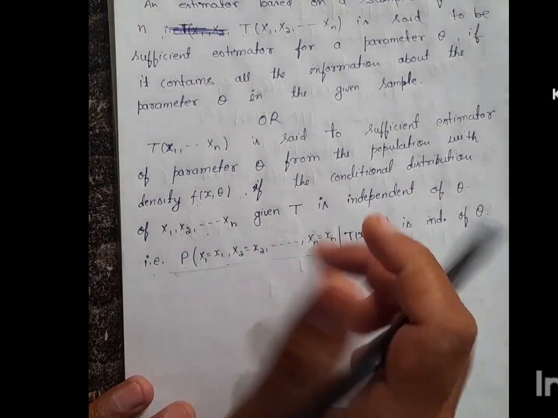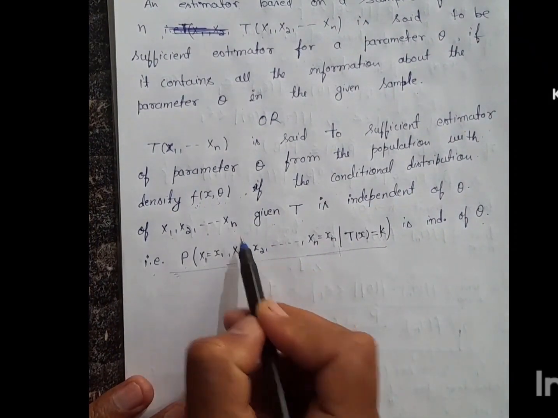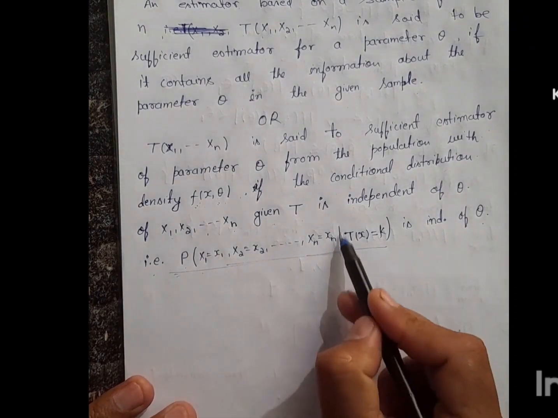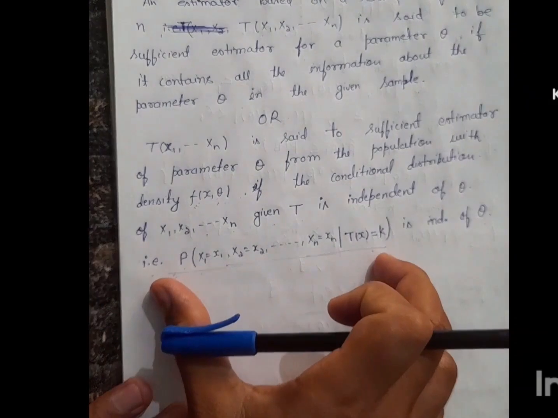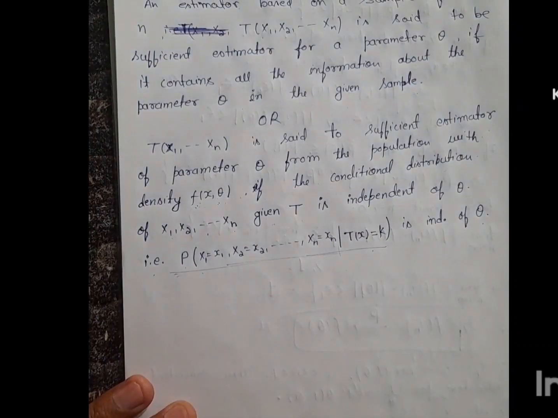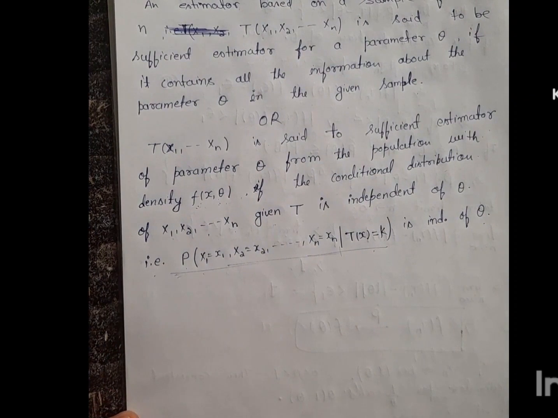We are given the distribution function. We take a sample of size n. We have the values of the sample observations. Then we simply find this probability density function. Sometimes it is very difficult to find this probability. So there is another approach called the Neyman factorization theorem, by which we can easily find the sufficient estimator of any parameter.